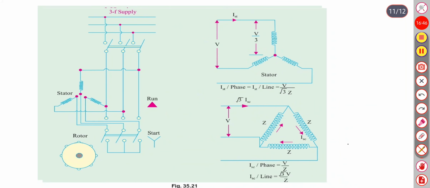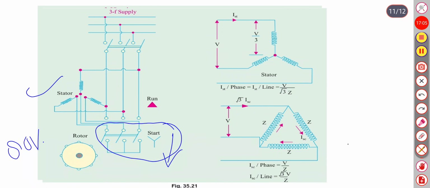This is the method how the star delta motor is started. First, this double throw switch is kept on the downside to connect the stator winding in star, and after attaining a speed of around 80%, it is moved upward, meaning the switch position is changed and the winding is connected in delta form. So here in star connection, voltage becomes V by root 3 and the current will be V by root 3 Z.